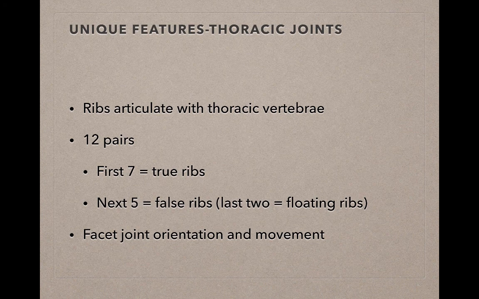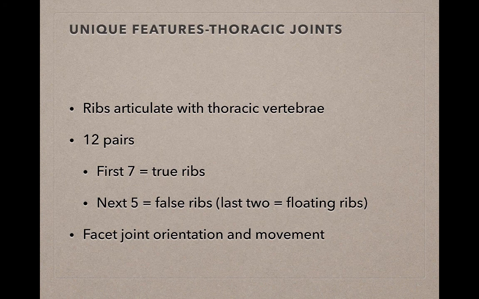The extension of the thoracic spine is also limited because of the slope of the spinous processes. As the spine begins to extend, these spinous processes will hit against each other and block a lot of movement in extension.